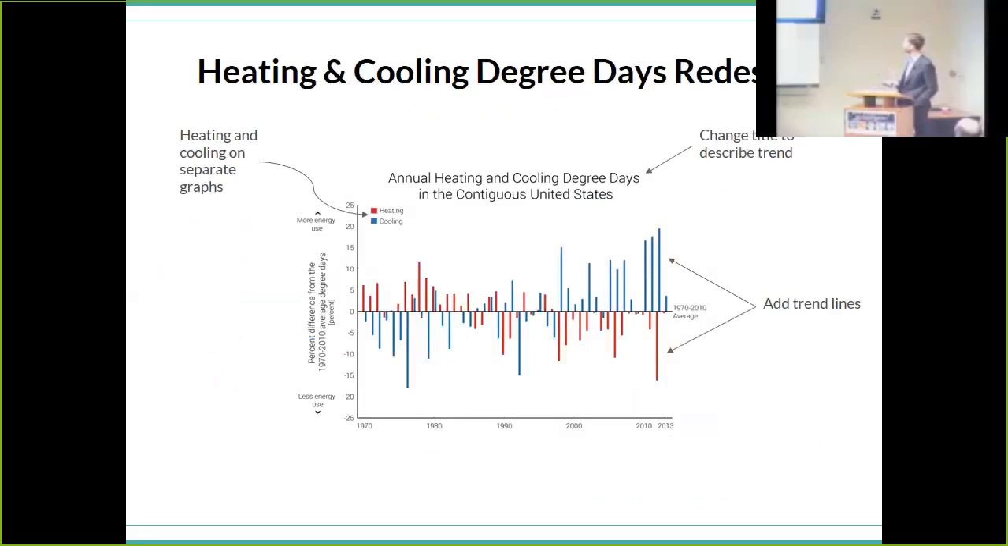For heating and cooling degree days, the diagnosis literature emphasizes something called superposition overload, which is a fancy way of saying you're putting too much stuff on a graph, which is what's going on here. And so one of the things we did was we just separated the graphs. We looked at changing the title to describe the trend. And there's something called a lack of emphasis in the visualization literature. This is thinking about what the legends and text and other things that you're using to either draw attention or provide context for your image are doing, whether or not that's doing what it's supposed to. And then we also looked at adding trend lines.